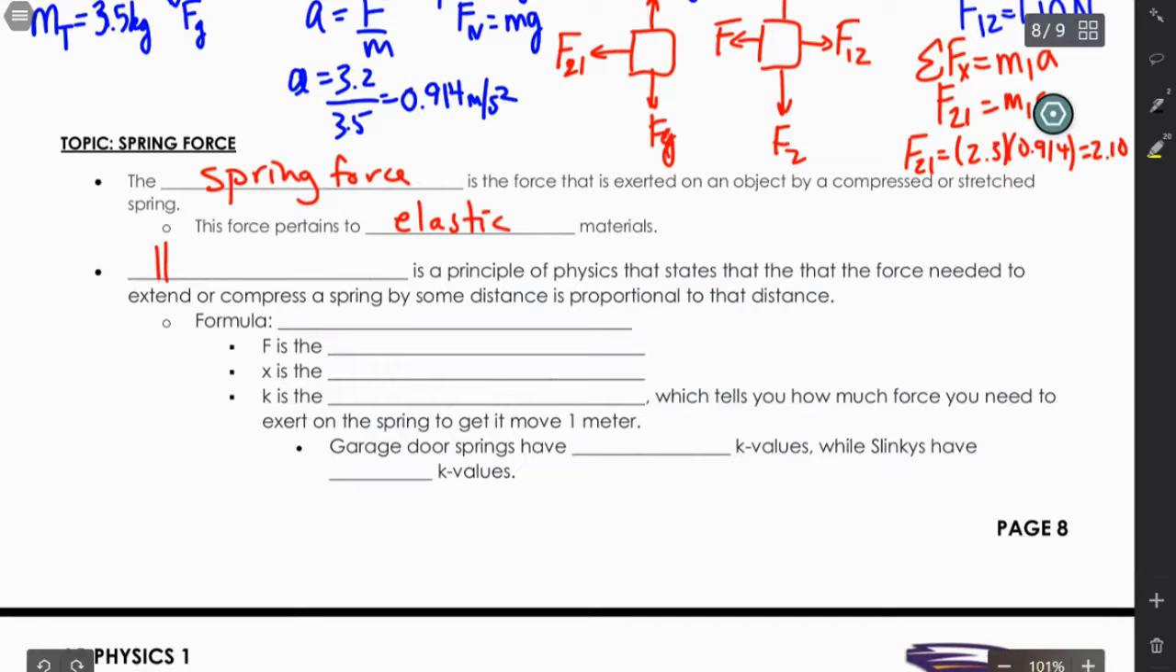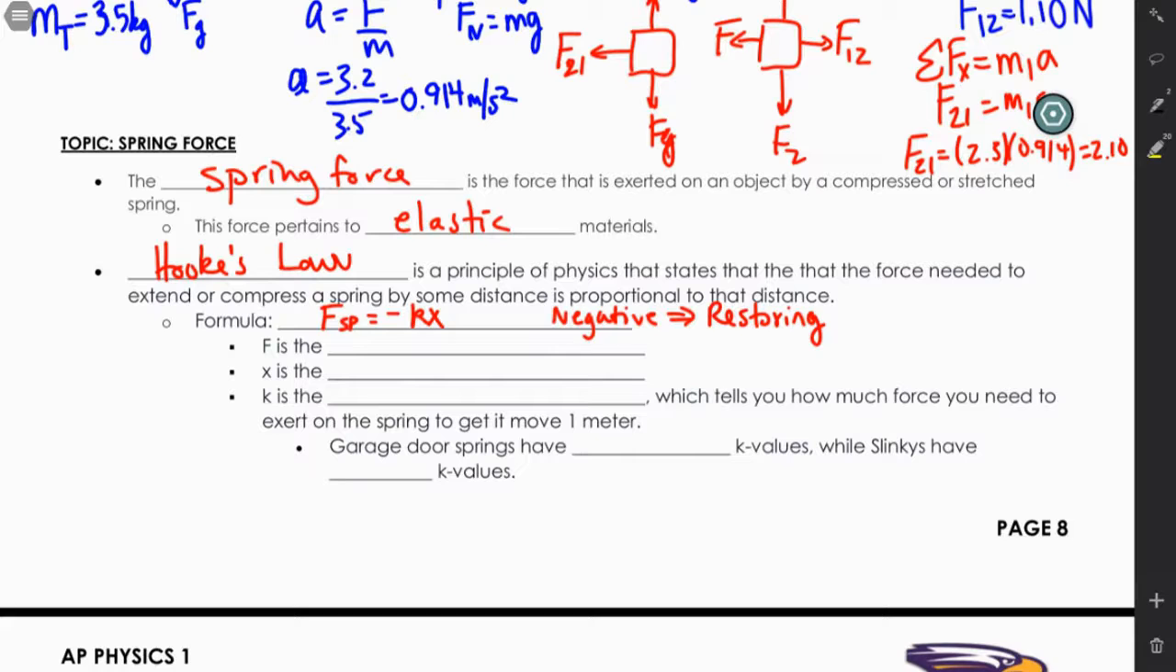Now, all of these springs or elastic materials that we're going to talk about obey what is called Hooke's law. It's a principle of physics that states that the force needed to extend or compress a spring by some distance is proportional to that distance. The formula is F sub SP equals negative kx. The negative sign just lets us know that this force is a restoring force, so it's going to restore back to its original position.